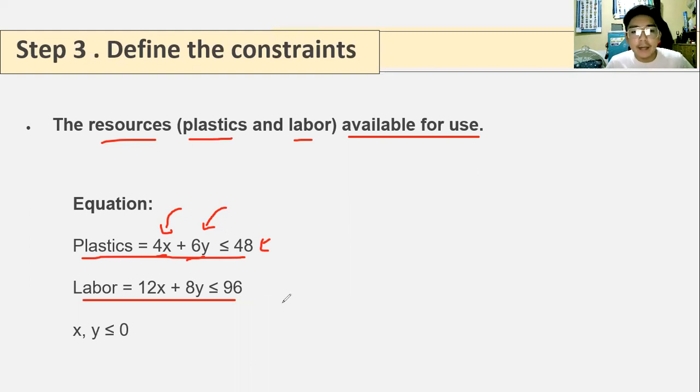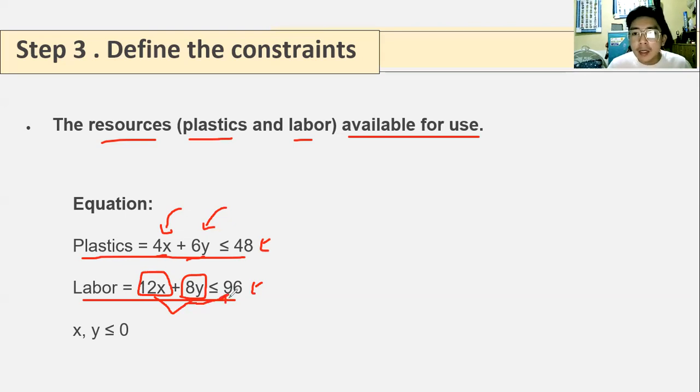Next, we have the equation of labor. This 96 that we have is the hours of labor that is available for the company. And then X again represents the HP printer. The HP printer requires 12 hours of labor, so we have here 12X. And then Y represents the Canon printer, and every Canon printer requires 8 hours of labor. So by adding the labor needed for the HP printer and the labor needed by the Canon printer, the amount should not be more than 96.